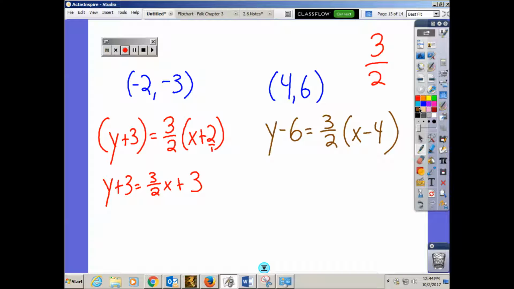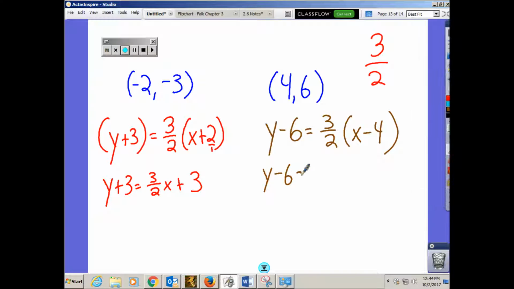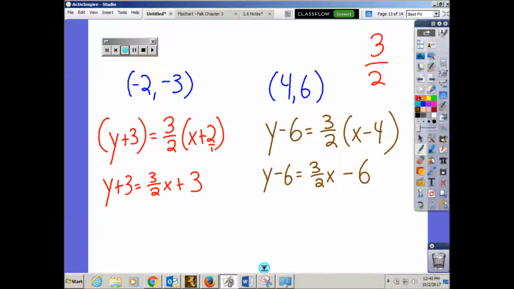Now, over here, y minus 6. Oh, I haven't finished that one yet, but we'll do both these steps together. 3 halves x. 3 times 4 is? 12. Divided by 2, because I have 2 times 1. 12 divided by 2 is? One of these was positive and one of these was negative, so it's negative 6. Okay? I did both steps across. Let's just finish the red one.